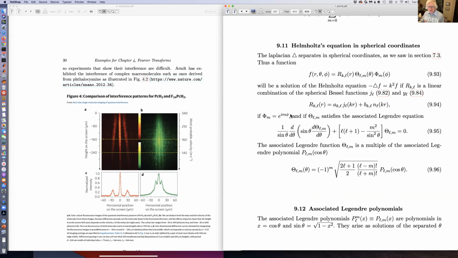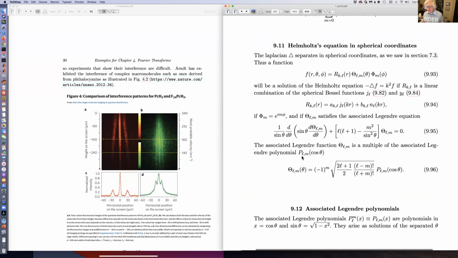We let Phi equal e to the i m phi, and capital Theta_lm satisfies the associated Legendre equation. So this is what we saw back in section 7.3. And it turns out this associated Legendre function is just a multiple of what is called the associated Legendre polynomial. And they differ by a big square root and a phase factor.